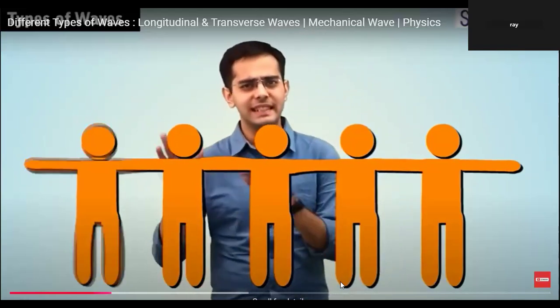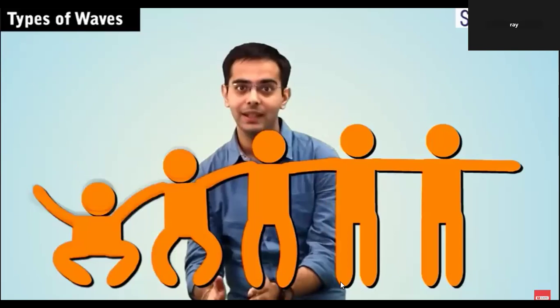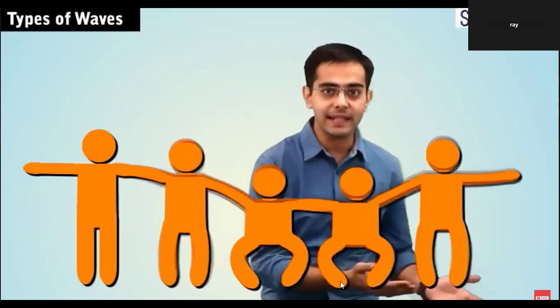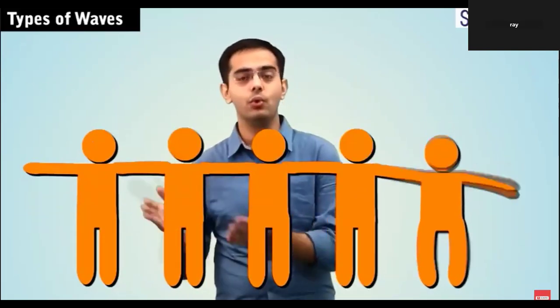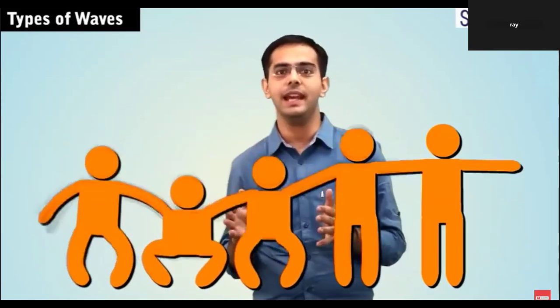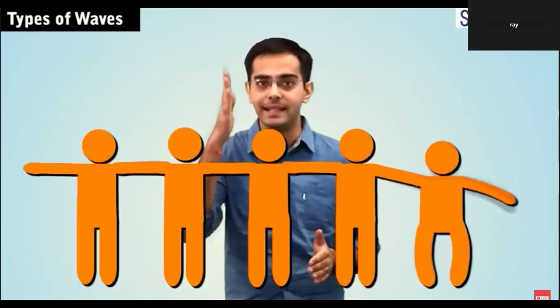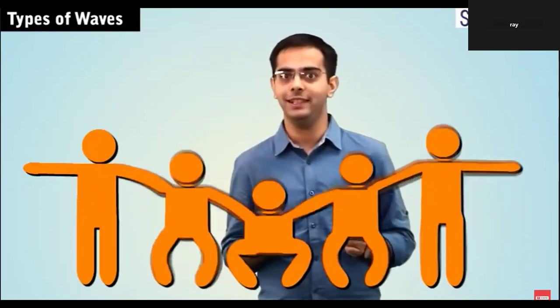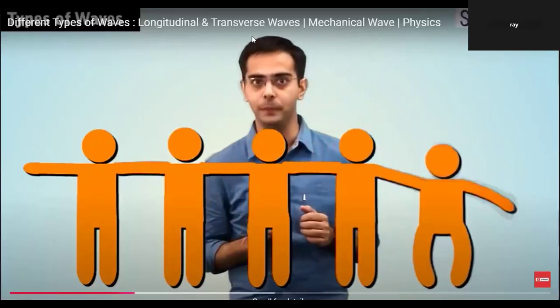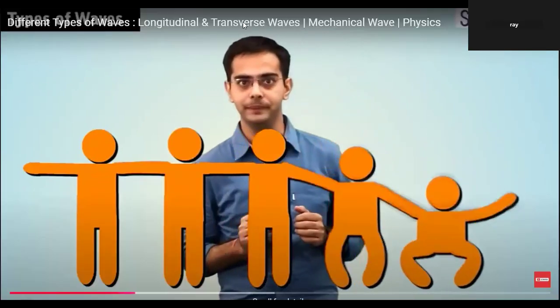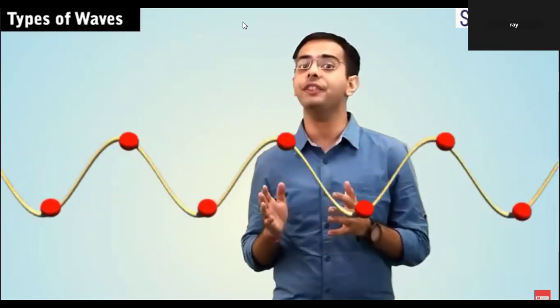When one person sits down, he pulls his neighboring person to sit down as well. And when he stands up, he again pulls his neighboring person to stand up. So it keeps on moving that way. So each person here is undergoing only up and down motion. And this disturbance is propagated towards the last person of the group. Similarly, we can take an example of a rope.